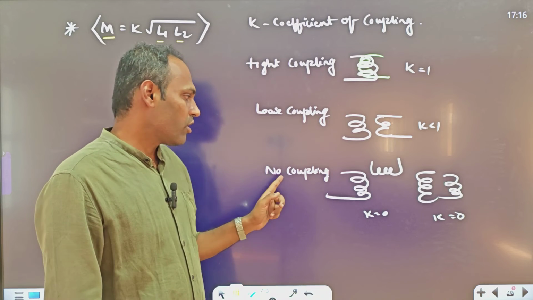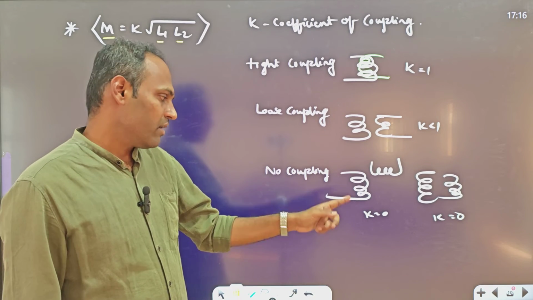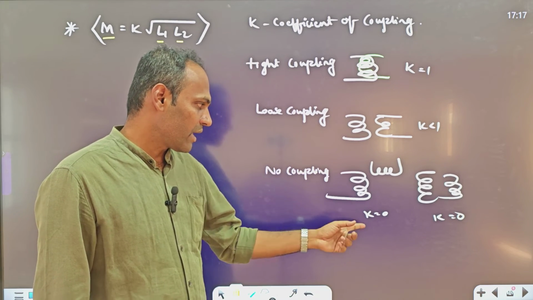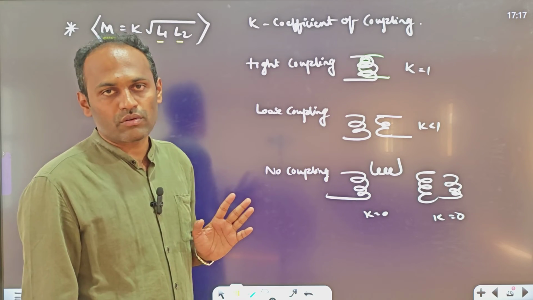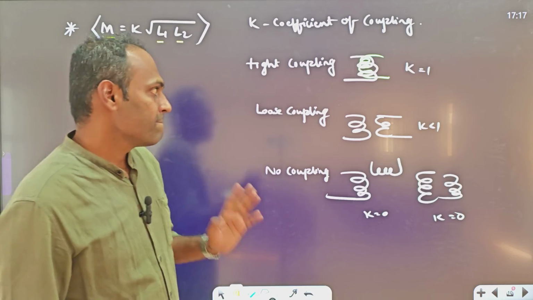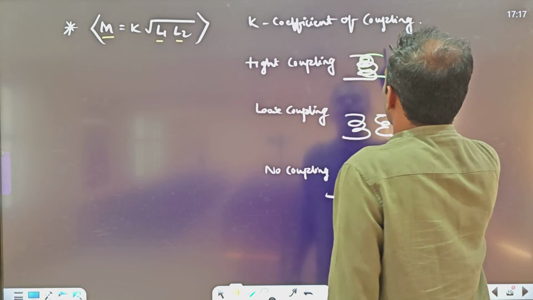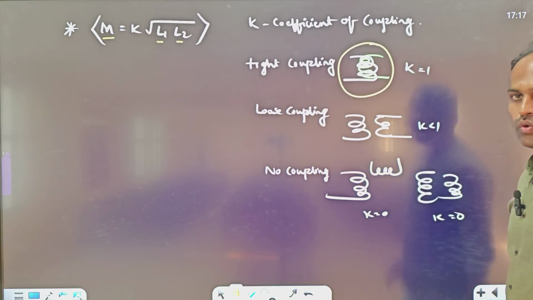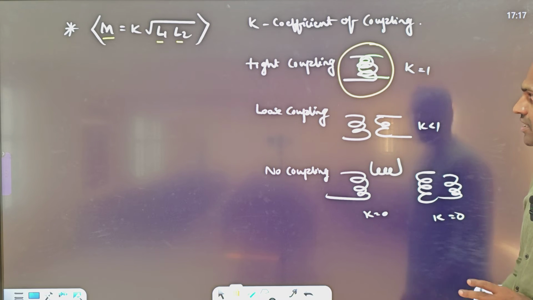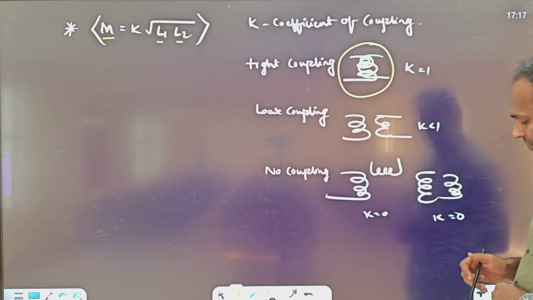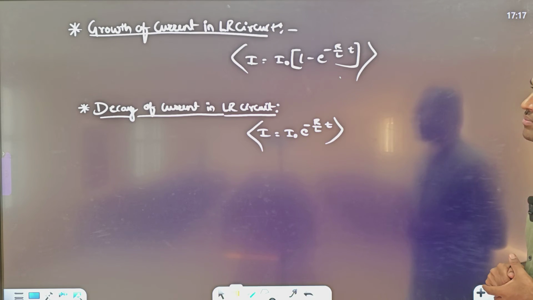If the axes of the solenoids are perpendicular, then they are said to be having no coupling. K is equal to 0. There is no coupling there. Okay. Tight coupling will be done to reduce flux leakage. Okay. Well, we'll go for the next concept now.